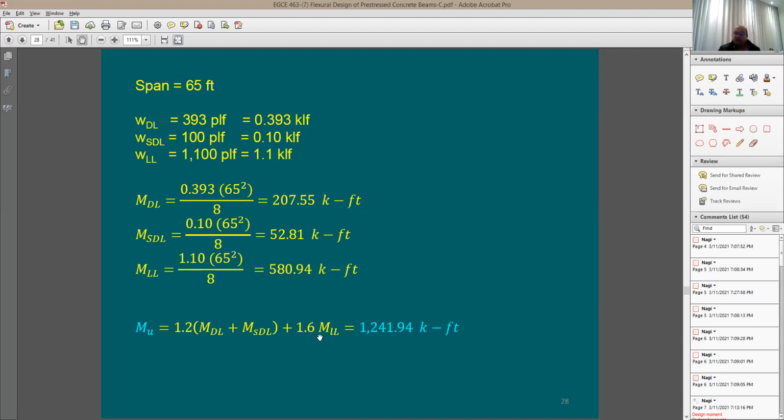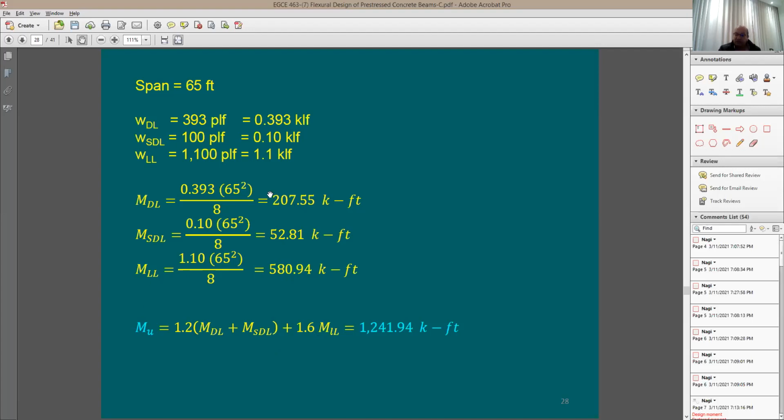Someone's going to say, why don't you try also 1.4 times dead load? I say, it's fine, but look at these two values here. They're going to be very low. See this 207 and the 52, much smaller than the live load. So no way that 1.4 dead load is going to be controlling my design.